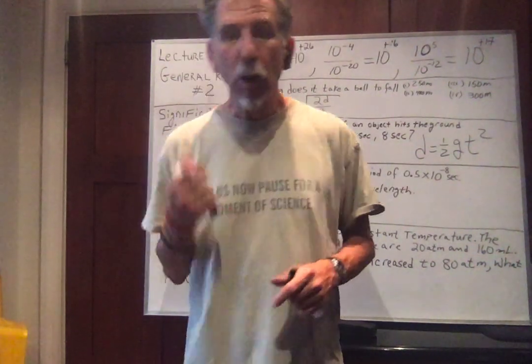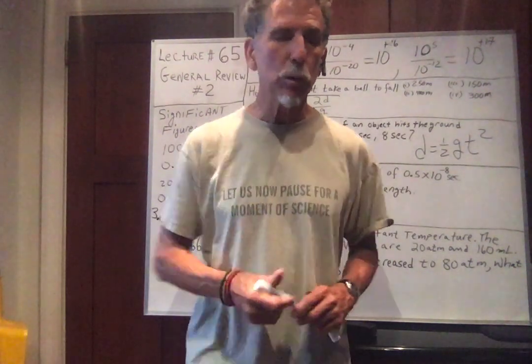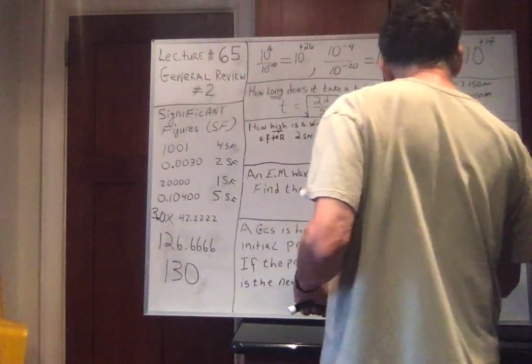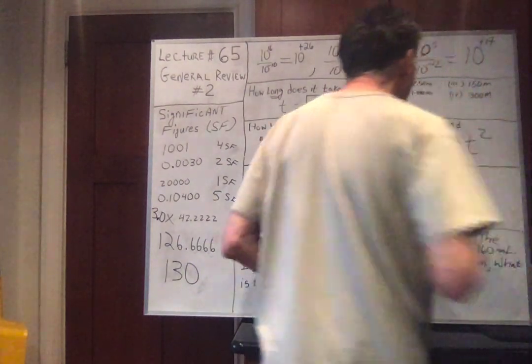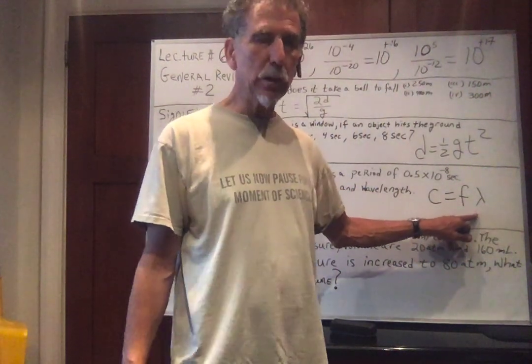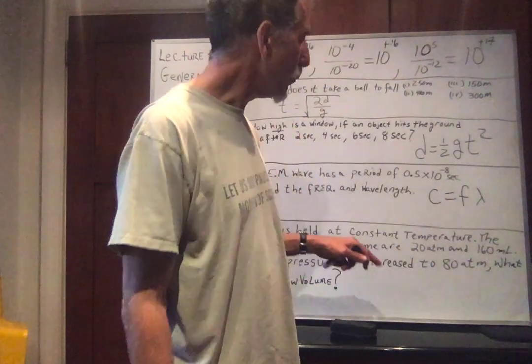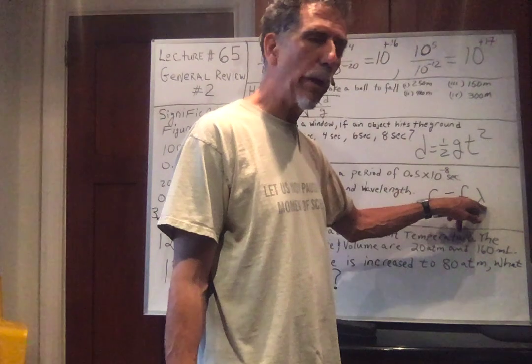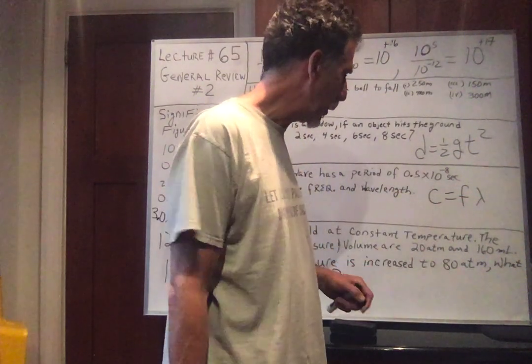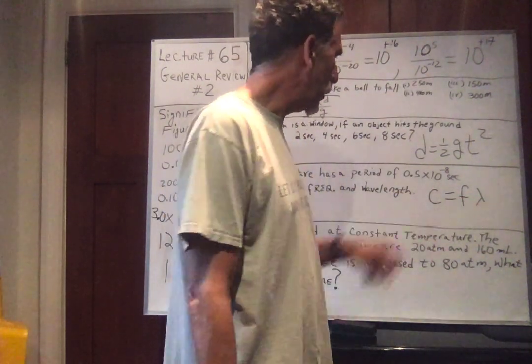Remember the spectrum? It's an inverse relation, right? C is a constant, the speed of light, F lambda. So it's an inverse relation, just like in Boyle's law. Okay, if you double the frequency, the wavelength halves and so forth. Same relationship. Okay, so it's an inverse relation.